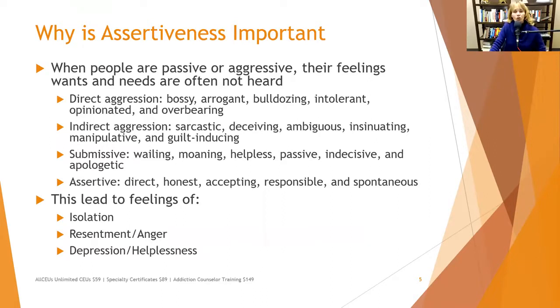When people are aggressive or passive, it leads to feelings of isolation because they don't feel like anybody understands them. Well, no, because they can't read your mind. So yeah, you may feel isolated because nobody can get past that wall. Resentment and anger, if you're not feeling like you're getting your needs met for one reason or another, either because you're being passive or because you're so aggressive that you kind of push people to the outskirts, you can start feeling angry. And depression and helplessness can also come out of ineffective communication styles.